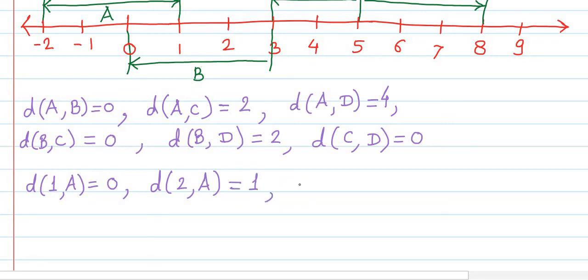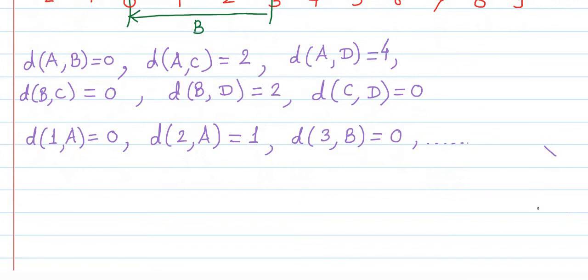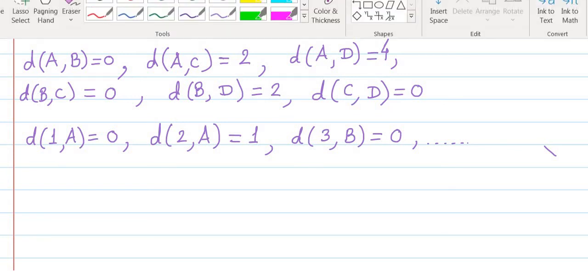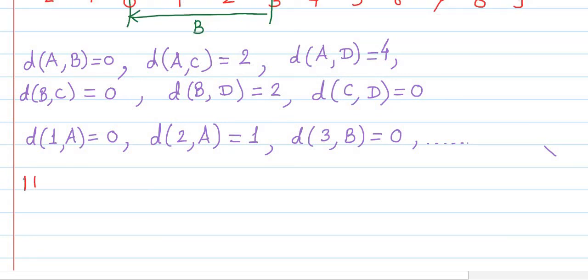Next one, distance of point 3 from the set B, if we consider, then from the diagram it is clear that 3 is not a member of the set B, even though the distance of 3 from the set B in this case is 0. So like such we can consider so many distances. From all this discussion, it is clear that we have some important points to note.